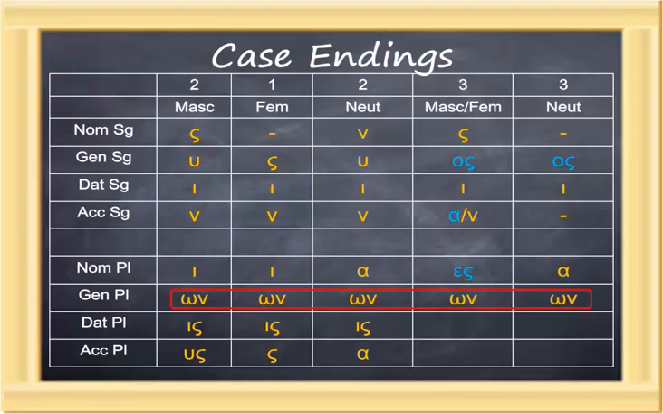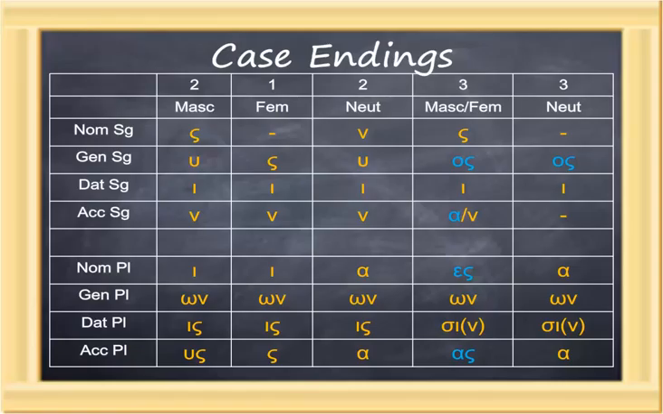The genitive plural couldn't be easier. It's omega nu, just as we have seen previously in the first and second declensions. The dative plural is sigma iota, sometimes followed by a movable nu. That looks different unless you recognize it's just the reverse of the iota sigma we had in the previous dative plurals. Sigma iota for the dative plural.